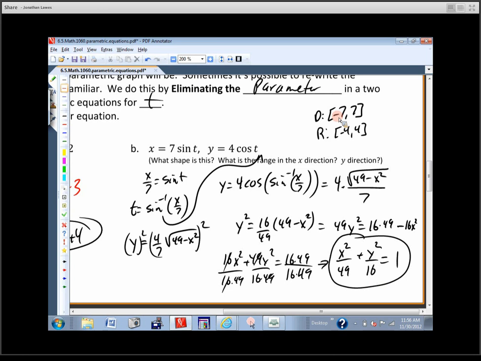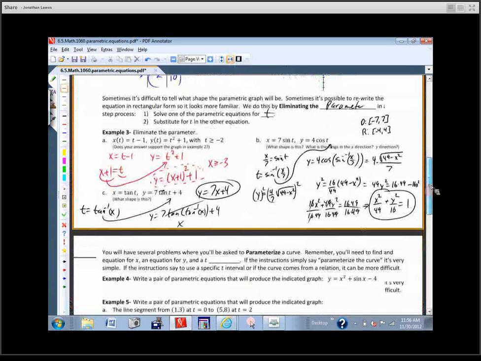Okay, are there any questions there? I think you've got one problem like that, okay? And I think it's very similar to that. Any questions? Okay, go ahead and flip the page over.